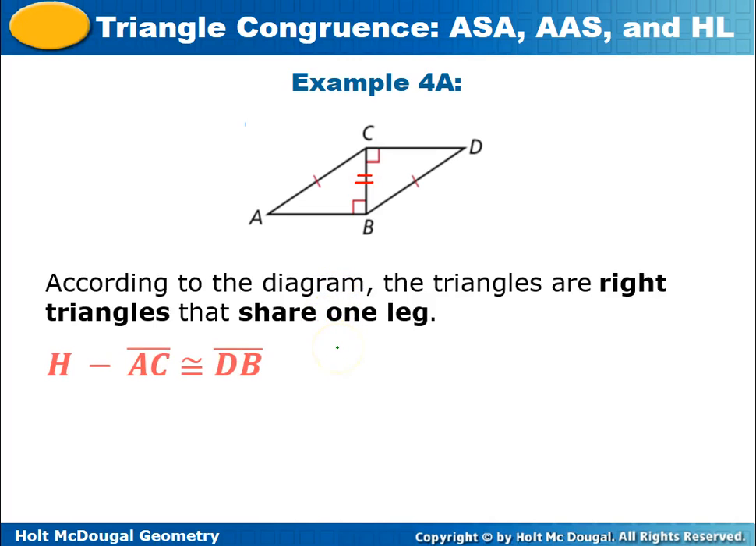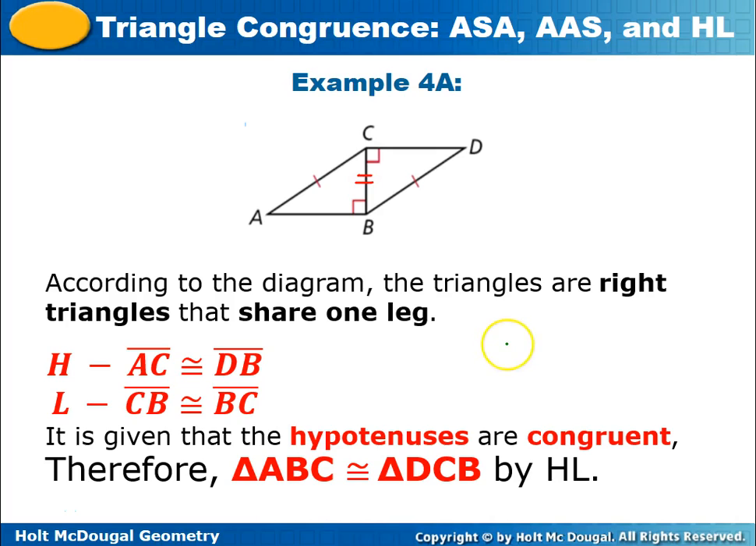So that's the first thing that we can say. And then we should be able to see that AC is a hypotenuse. It's opposite the right angle. And BD, or DB, is opposite this right angle, right? So then we have a leg, we have another shared side here that is congruent. So we then can say that the two triangles ABC and DCB are congruent by HL, which is hypotenuse leg.